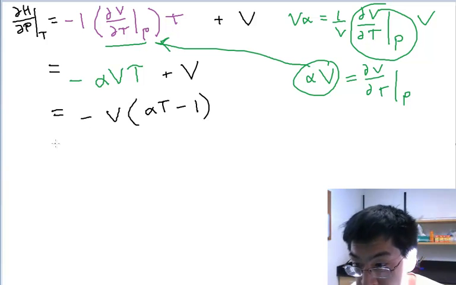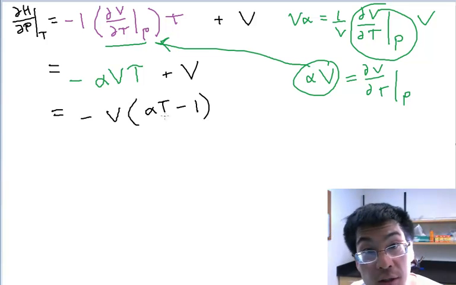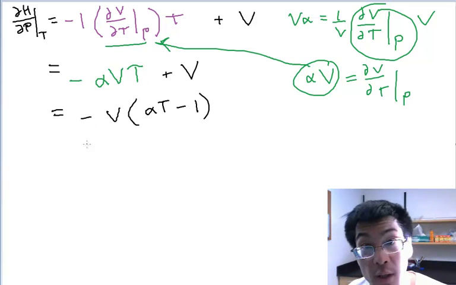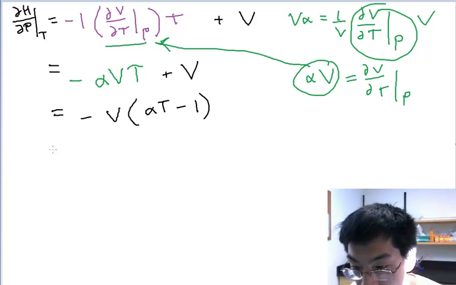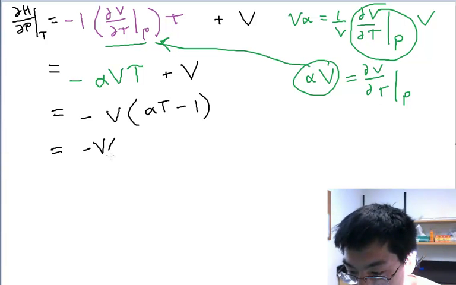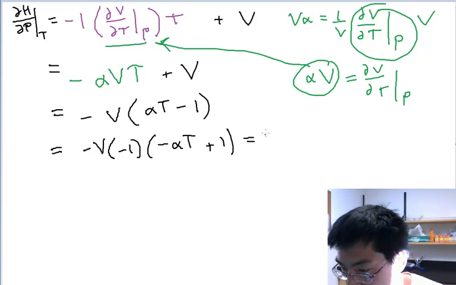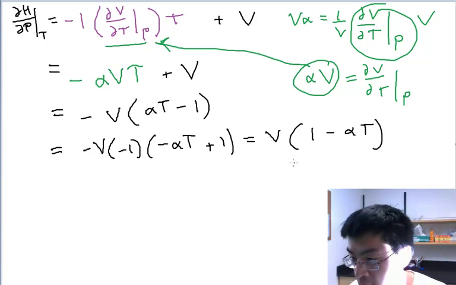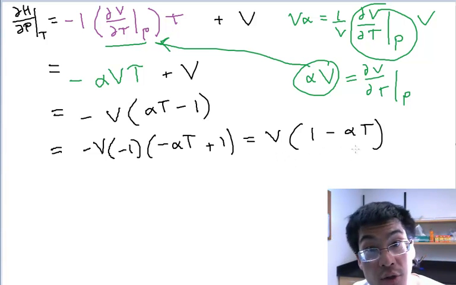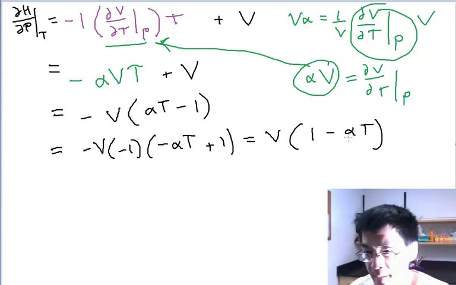So let me factor out a negative 1 from what I have in parentheses. So minus V times negative 1, and if I factor out a negative 1 from alpha T, I get negative alpha T, and this is plus 1. The reason I did that is because I want this to look like the solution, which has V, where the 1 was positive and the alpha T was negative. Notice that this looks like the numerator in the solution. All right, so that's good.